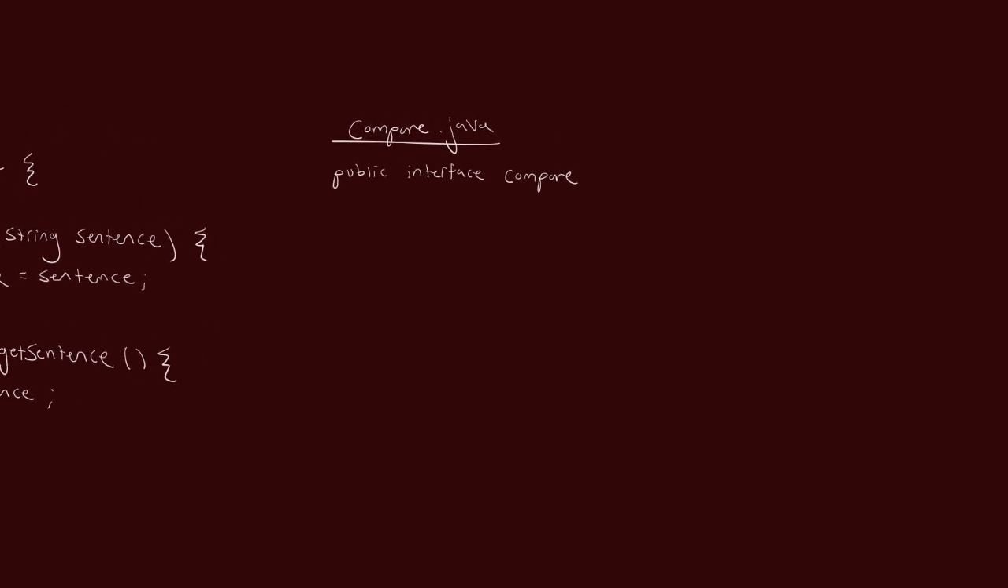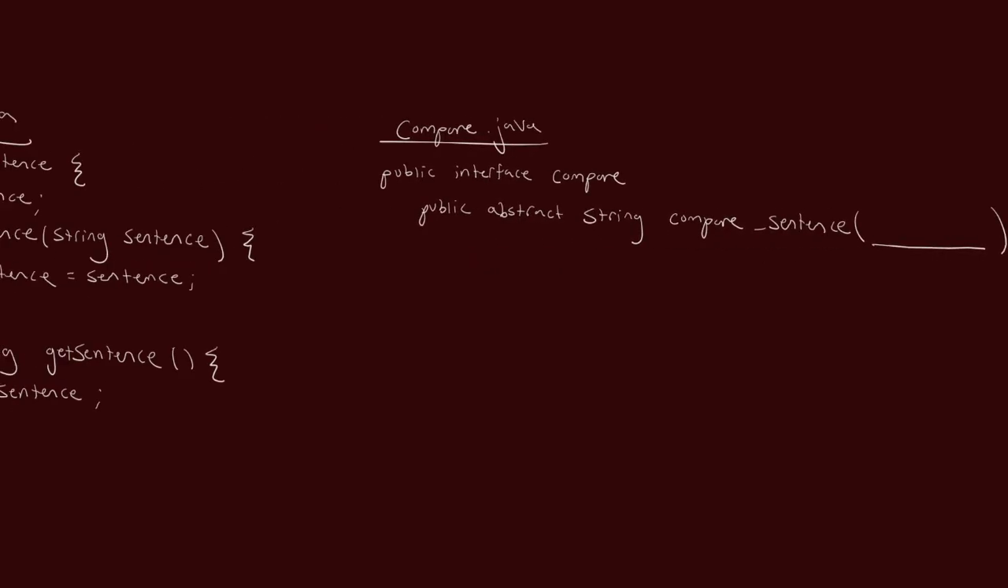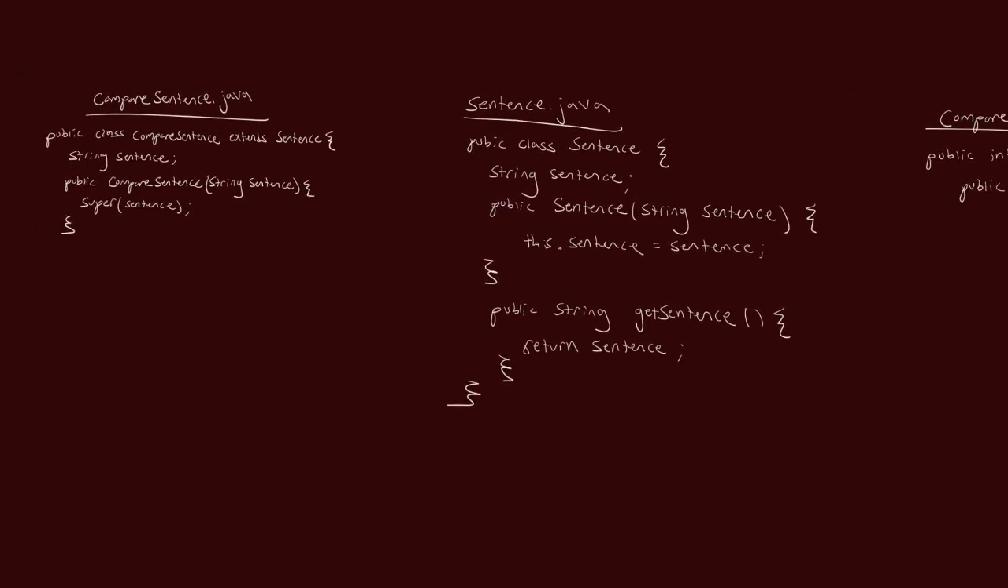So we're going to include public abstract string, and we're going to call the method compare underscore sentence. Now we're going to pass in a parameter in here. So we're going to figure out what this parameter should be.